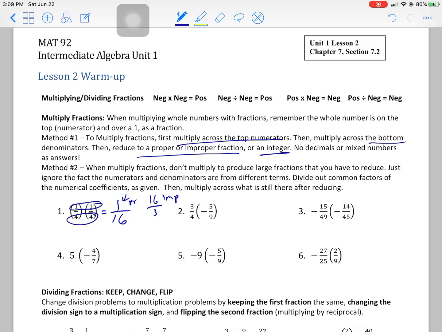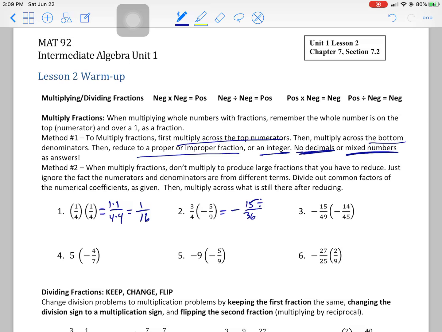We don't want decimals or mixed numbers, okay? So that's not the kind of thing we're putting in our calculator. Make sure that it's 1 times 1 over 4 times 4, which is 1 over 16, okay? A negative times a positive is going to be a negative, if you want to throw that negative in there. 3 times 5 is 15. 4 times 9 is 36, and then you have to reduce.